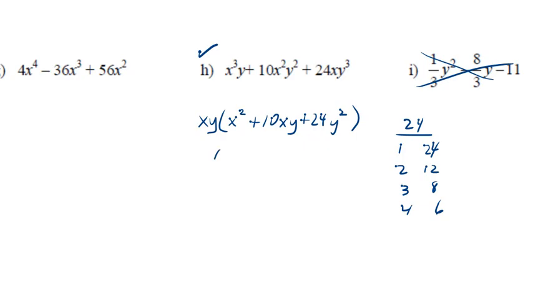So we're going to split up our x squared and then our 24y squared with 4y and 6y. And then they were both positive. And then don't forget your GCF is part of your answer. And there's your final answer.